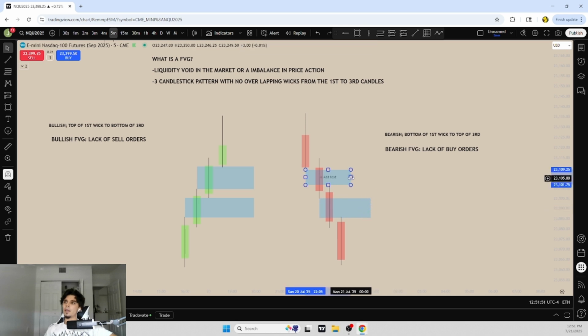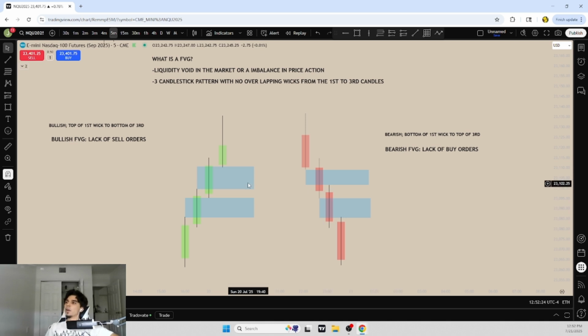Now, if we have 2 fair value gaps stacked on top of each other, what does that mean? Well, there's a premium and there's a discount in fair value gaps. So if we're in a long market, our goal is to buy as low as possible and sell at the top. And then vice versa for a bearish market: our goal is to sell at the top and buy as low as possible. You guys with me?